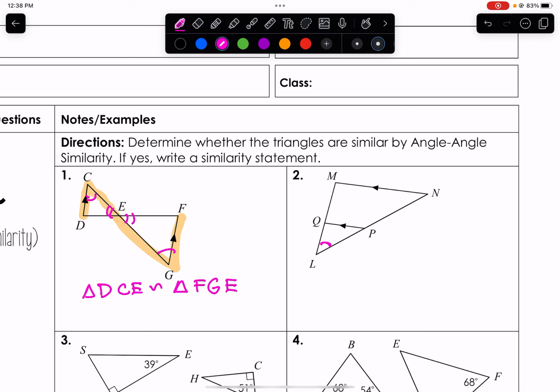So here I have one shared angle, and because I have a pair of parallel lines, I can say that I have corresponding angles. So these will also be similar. So triangle LPQ is similar to triangle LNM.